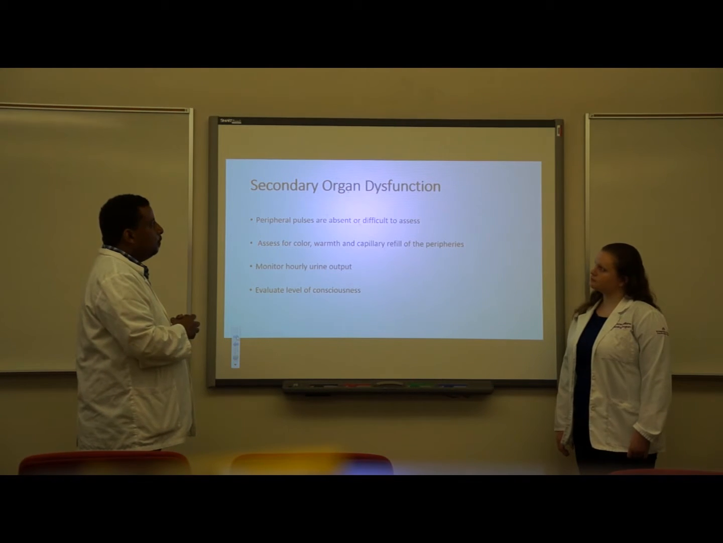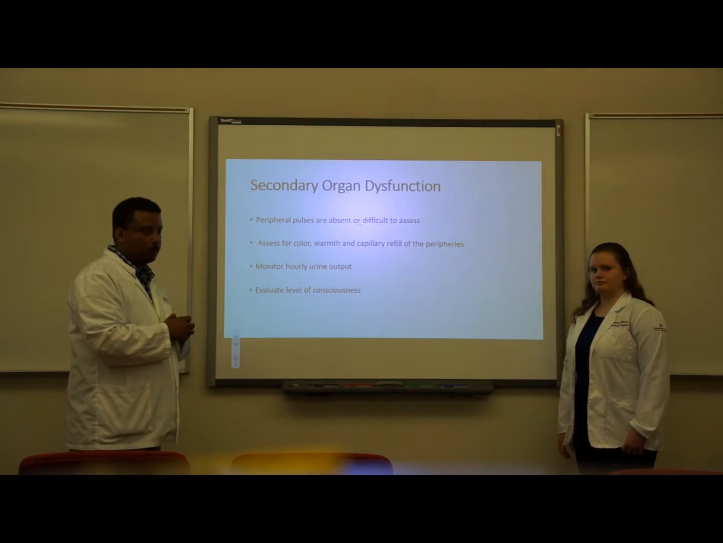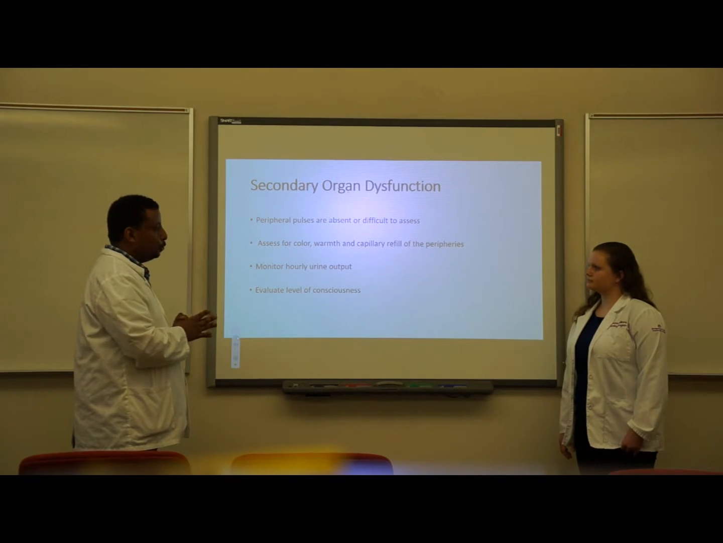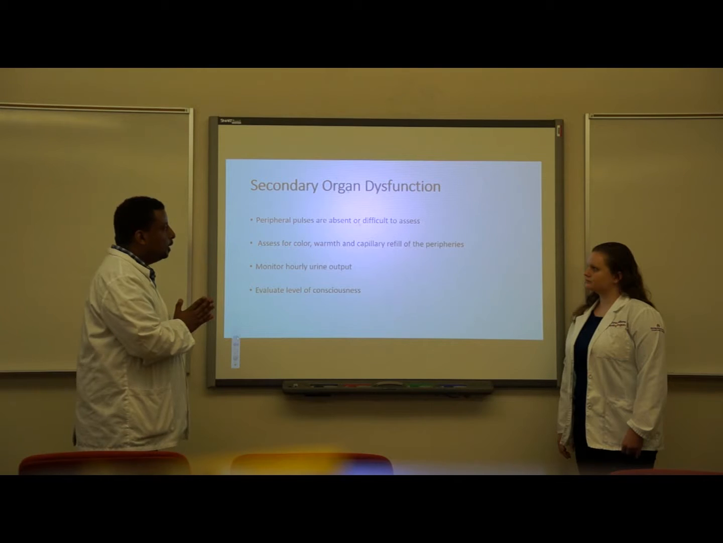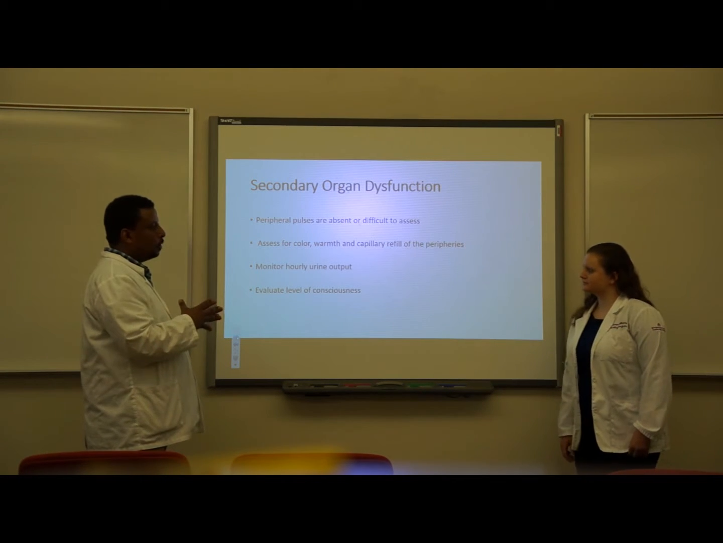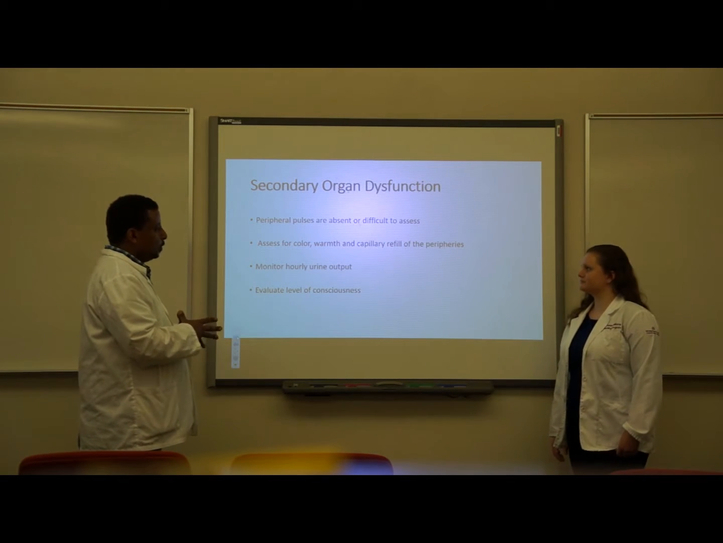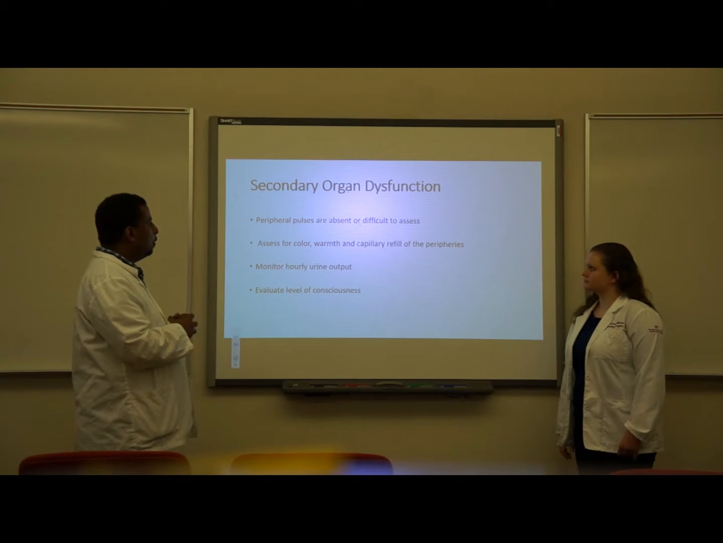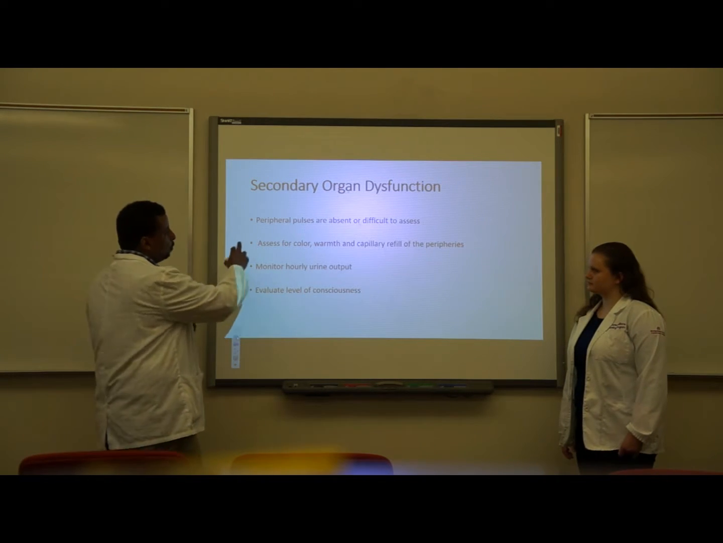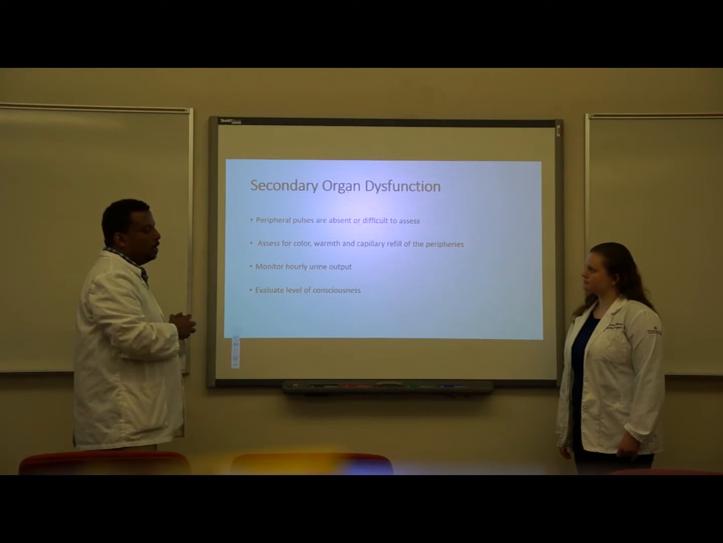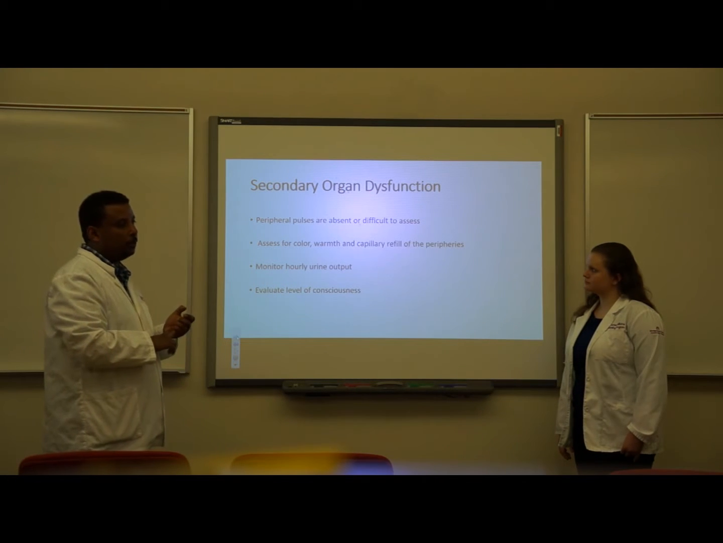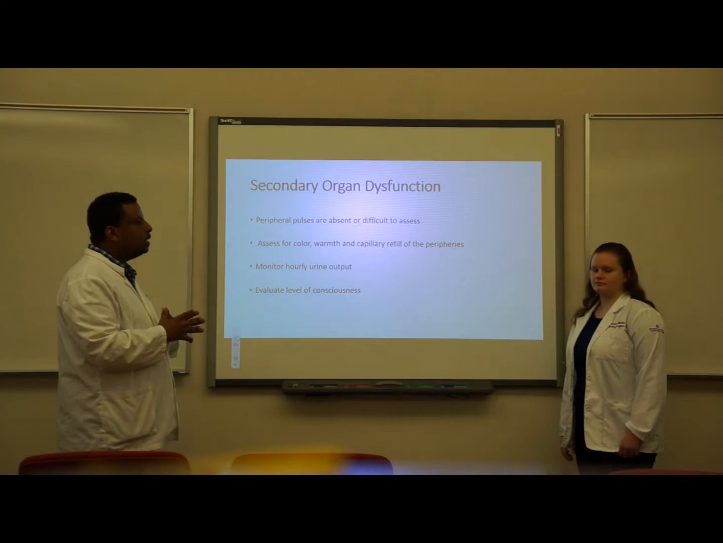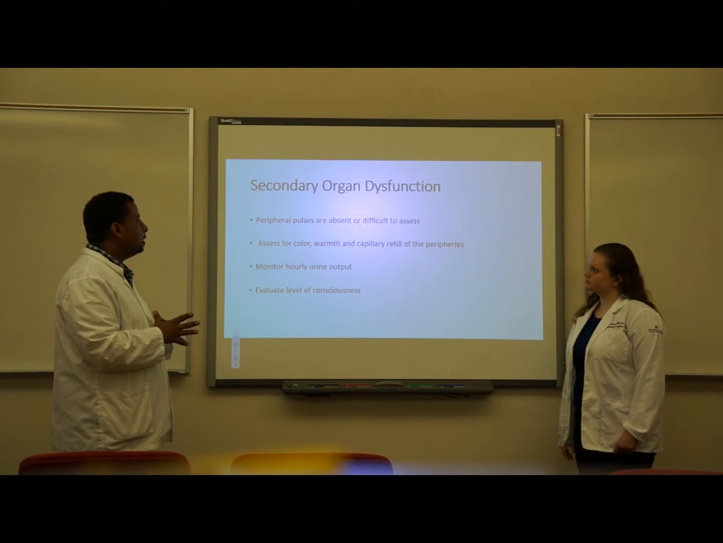The other problem we may have is secondary organ dysfunction. So we have to do an assessment to make sure that we have adequate perfusion to all of the organs. How do we do this? How do we ensure that we have adequate perfusion to all of our organs? One of the things is to do peripheral pulses. Now, it's difficult, if it's continuous flow, we may not have peripheral pulses, as was stated previously.